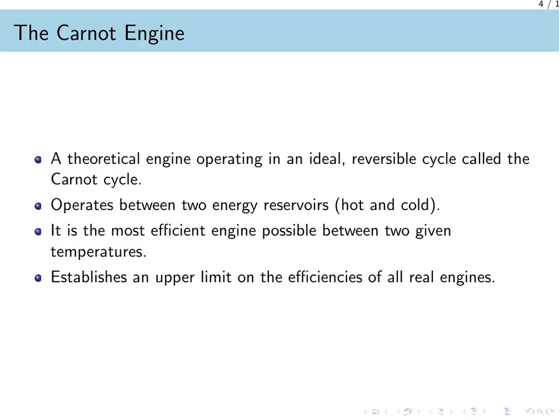The Carnot engine is a theoretical construct that operates in an ideal, reversible cycle known as the Carnot cycle. It functions between two energy reservoirs, one hot and one cold. This engine is significant because it is the most efficient engine possible for any two given temperatures. By defining this ideal performance, the Carnot engine establishes a fundamental upper limit on the efficiencies of all real-world engines, providing a benchmark that no physical machine can ever exceed.